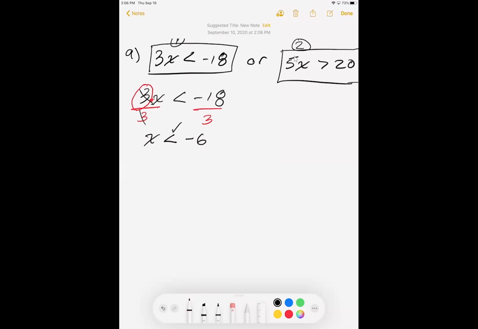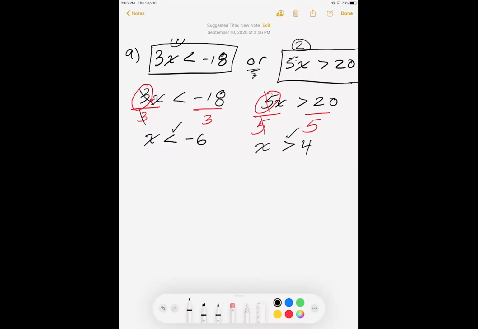I have one problem. And on the other side, we have 5x greater than 20. Same idea, same goal. We need to get rid of this 5. And to get rid of the 5, we need to divide. And when we divide, the 5 on top and the 5 on the bottom cancel out, so I have my x greater than 4. So the problem comes with this word here. What does the word or mean?